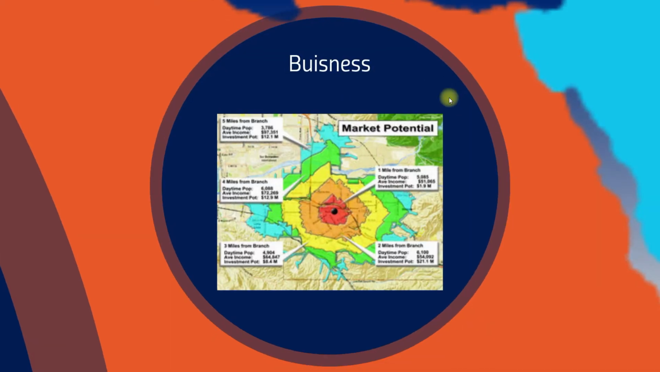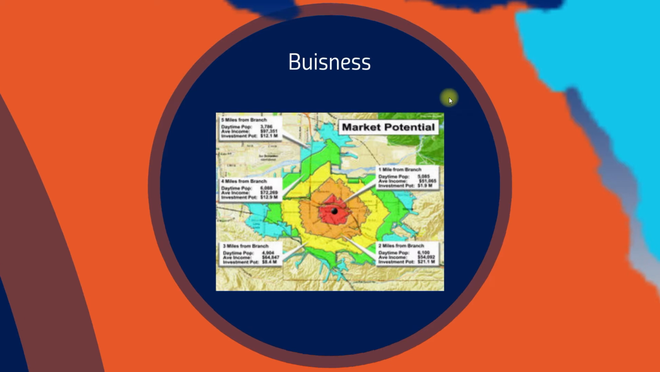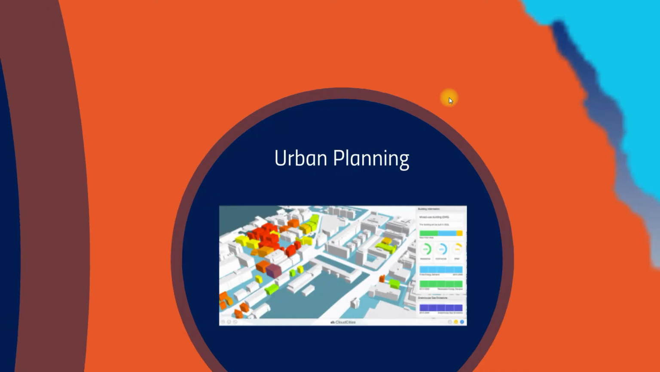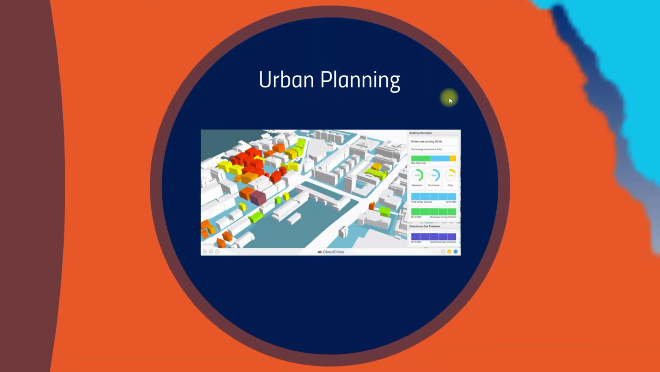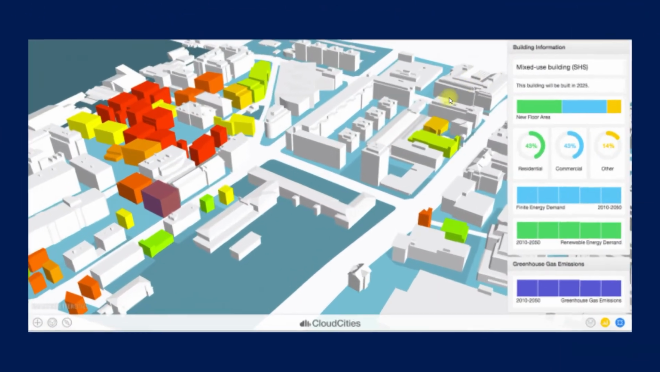And the other thing is the business. So market potential, where is the market, right? Where is the market potential, where are the customers? We can know the market potential from the GIS data. So the data is very powerful. And urban planning, this is one of the best, right? We can plan the city, we can plan the town, we can plan the village. It is possible because of this GIS technology, right?